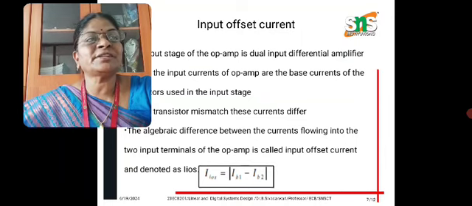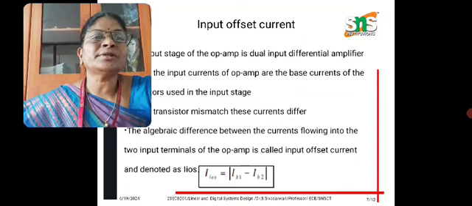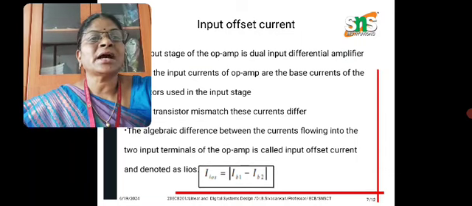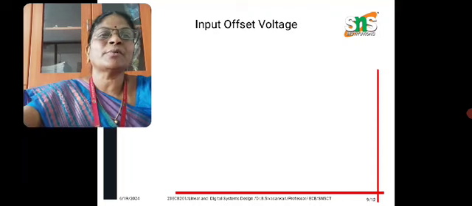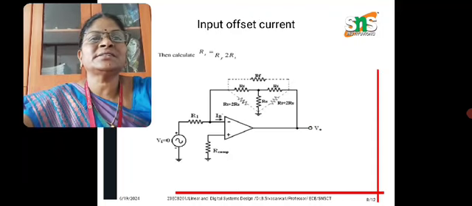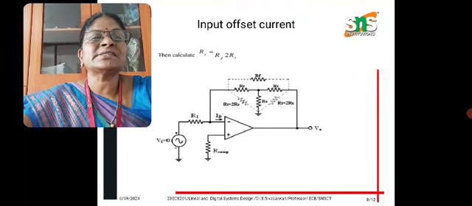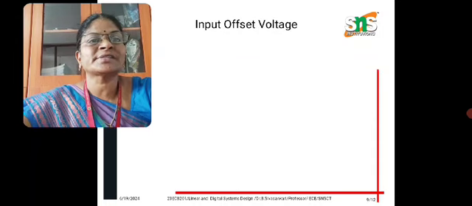The algebraic difference between the currents flowing into the two input terminals of the op-amp is called input offset current, denoted as IIOS. Input offset current is equal to IB1 minus IB2. So this is the circuit diagram of input offset current. You can calculate the resistance like feedback resistance into 2R1. So you can see the circuit of input offset current.